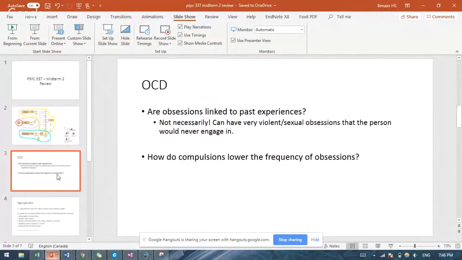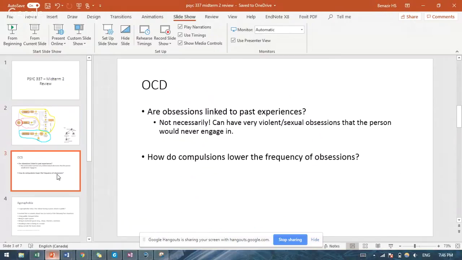Okay, so I'm just going to continue with some of the other questions that we got. One of the questions was, are obsessions linked to past experiences? This question was referring to an example given in class where the woman had OCD and she kept leaving her car to go check behind her car to see if there was a child there because she was so afraid of hitting a child. So the question was asking if she had had a past experience with this or maybe why it occurred.